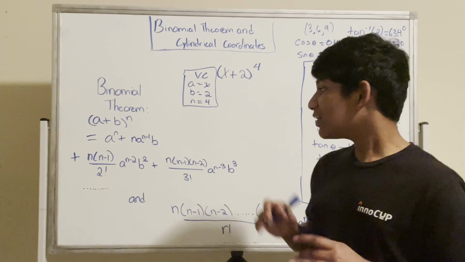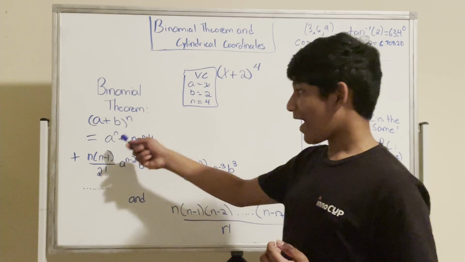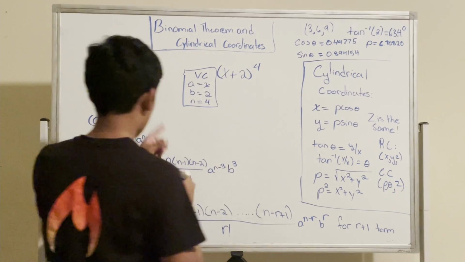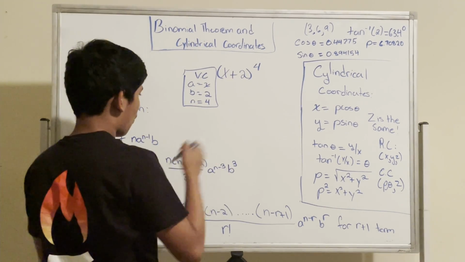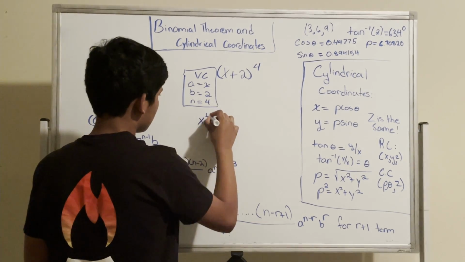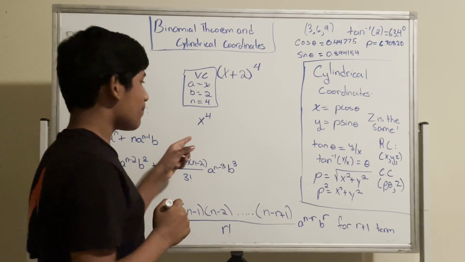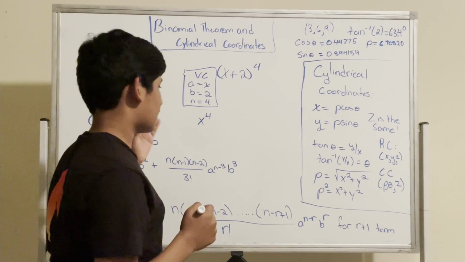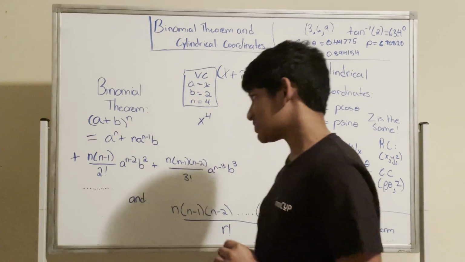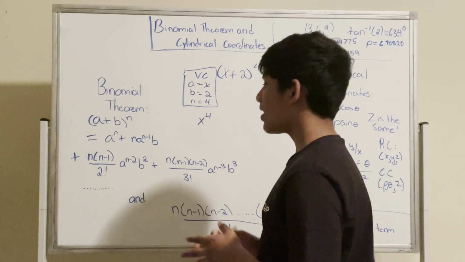Now let's start going through this formula. So we have a raised to the power of n. a is going to be x. This is x raised to the power of 4. So the first term is going to be x raised to the power of 4. Okay, so we have x raised to the power of 4 as our first term. Now let's look at the next term in the sequence: n a to the n minus 1 times b.